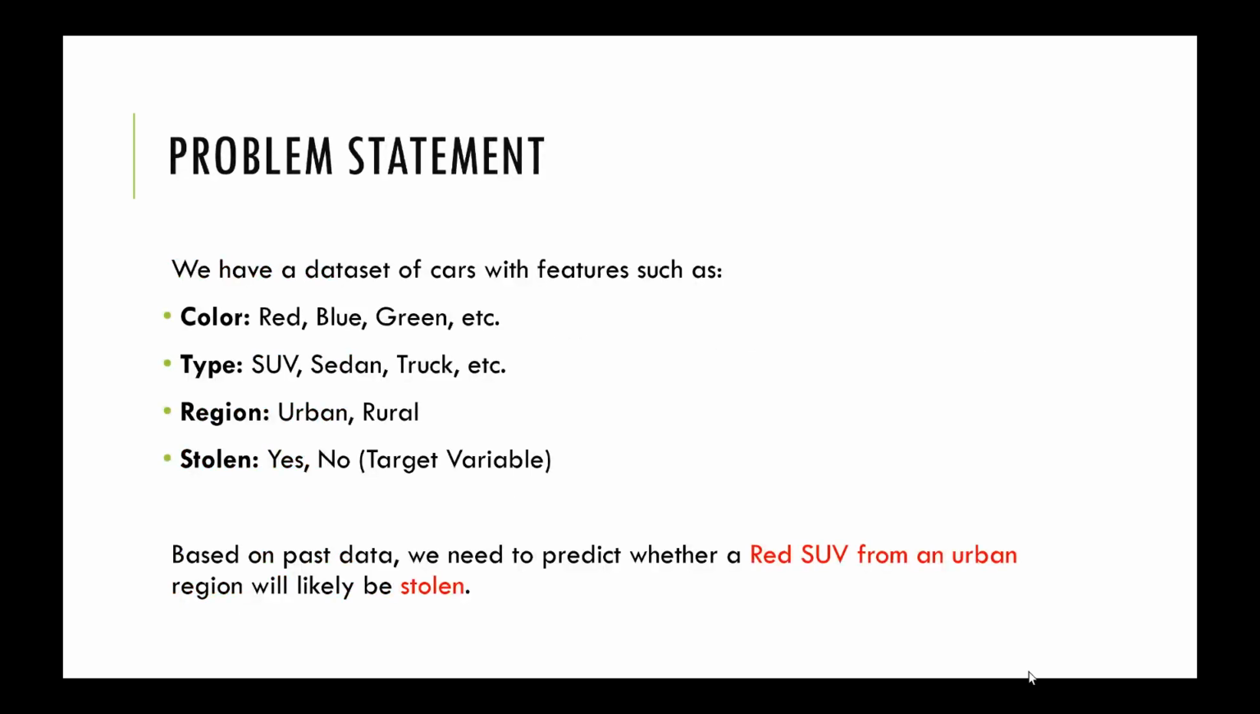Here we have a car data set with the features color, type, region, and stolen. In color, we have the values red, blue, green. The type of the car is SUV, sedan, truck, etc. Coming to the region, we have two regions, urban and rural. Stolen is the target variable, a binary classifier, yes or no.